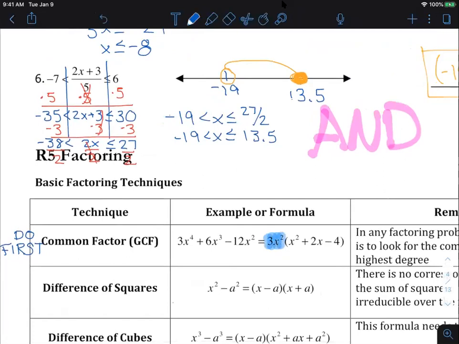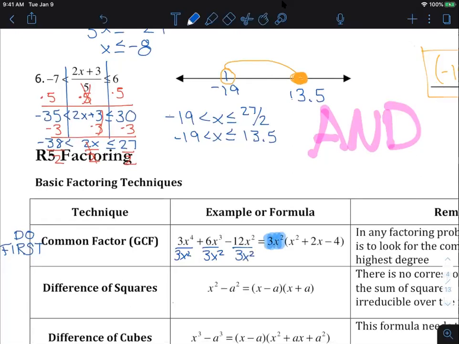What you're doing, and most of you just do this in your mind, is you're really dividing it to each term to see what's left. That's how you decide what's in the parentheses, okay? You don't have to show that step. Most of you just do that in your mind. And when you do that, you get x squared plus 2x minus 4. So you need both the GCF and the leftover result.